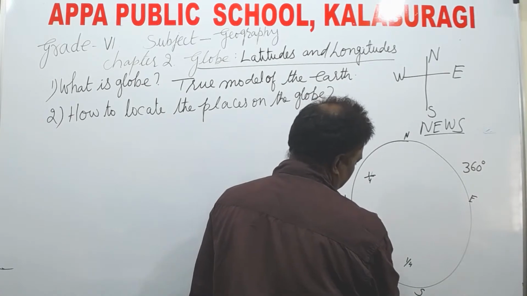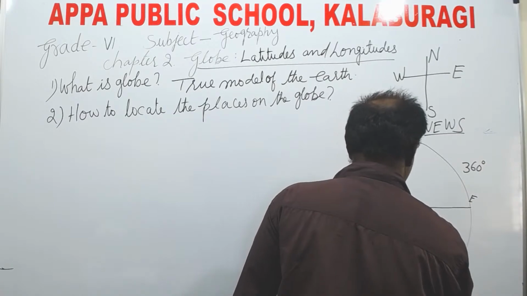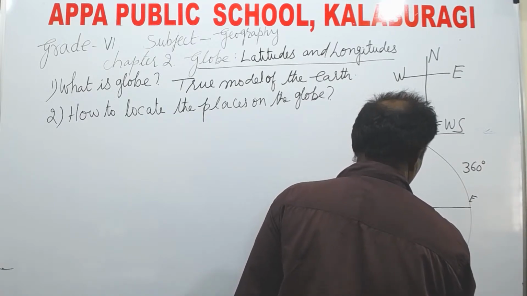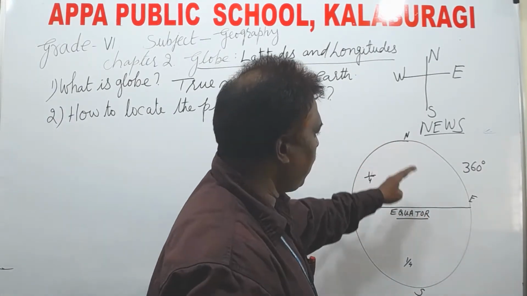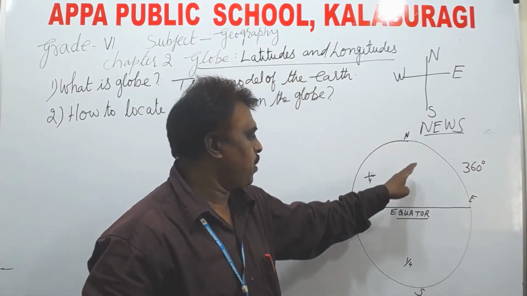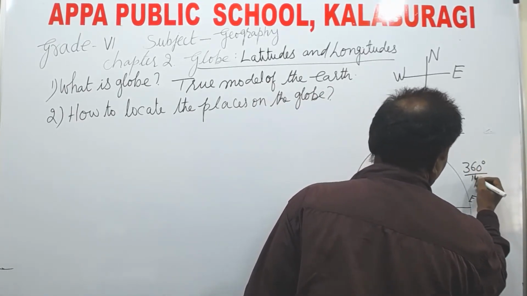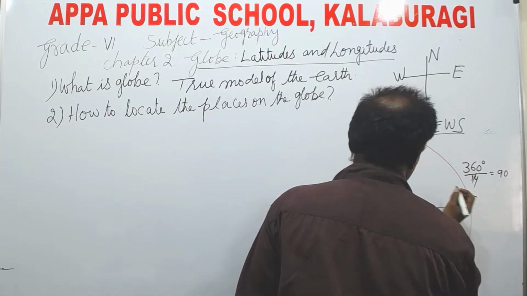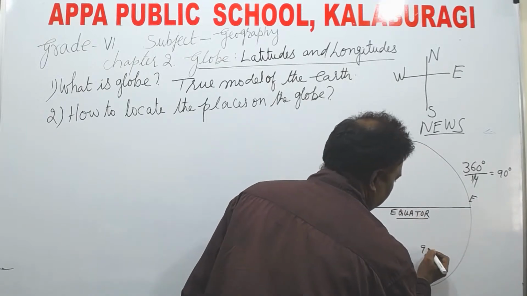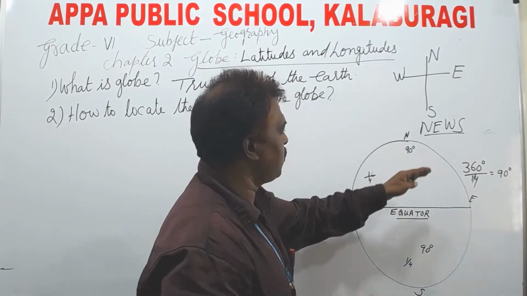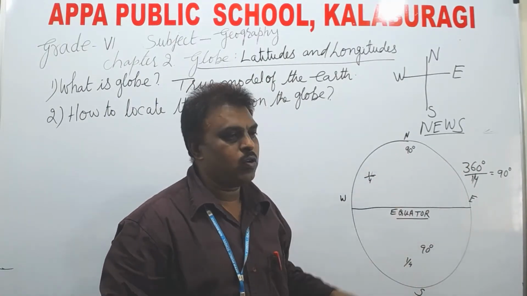One line is called the equator. This equator divides the Earth, the globe, into two parts. One quarter is equal to 90 degrees. Here this is 90 degrees. Here it is also 90 degrees. The remaining parts will be 90, 90, 90, making 360. This way we can remember the globe.